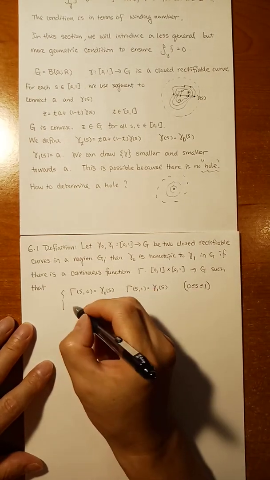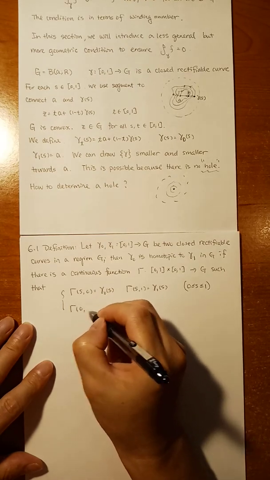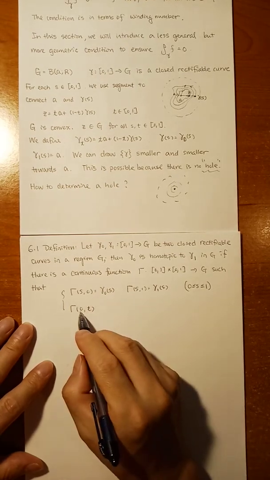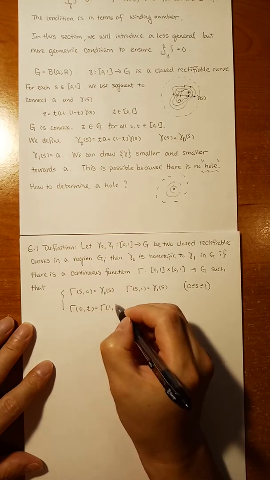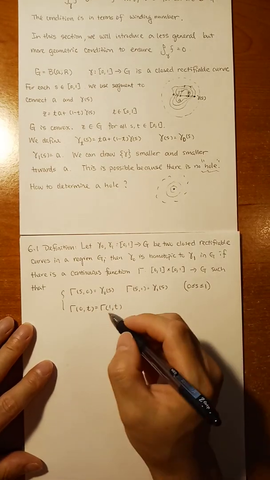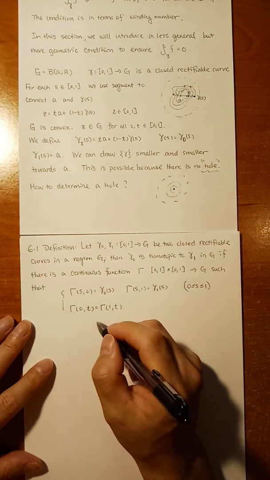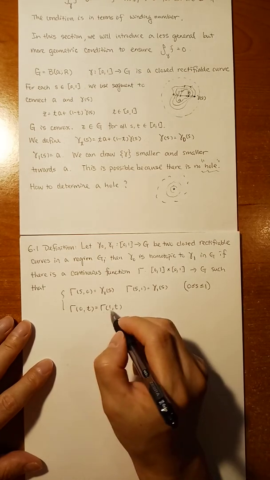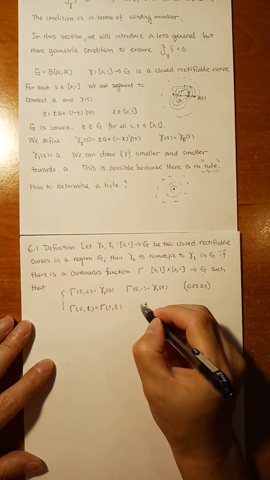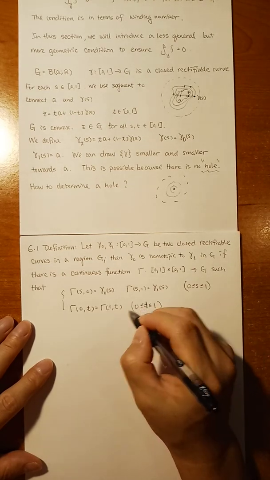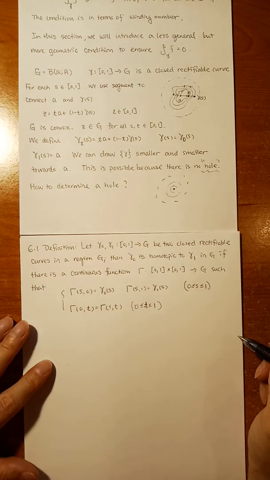And second, the initial point and terminal point are equal to each other. So this is also a closed curve. So for each t, it's a closed curve.